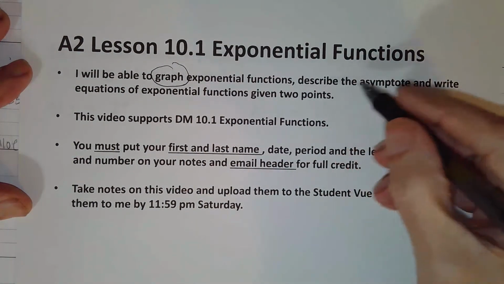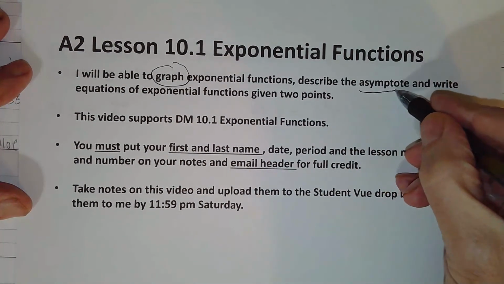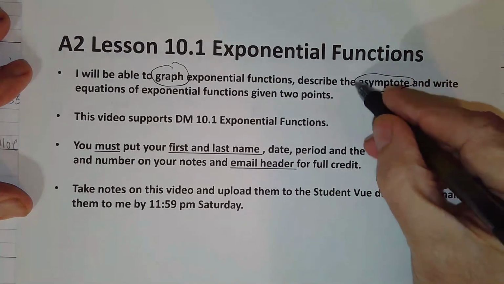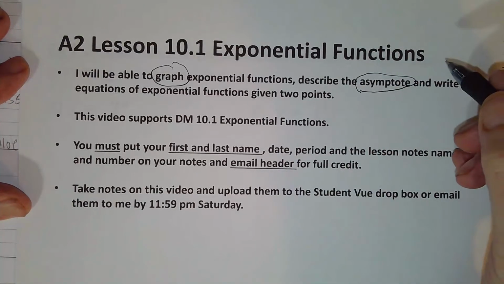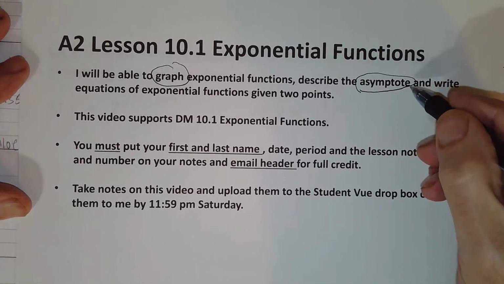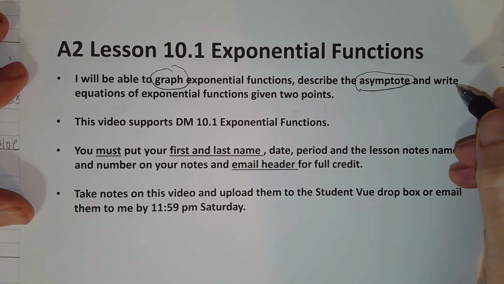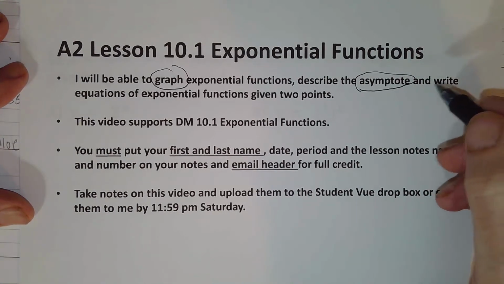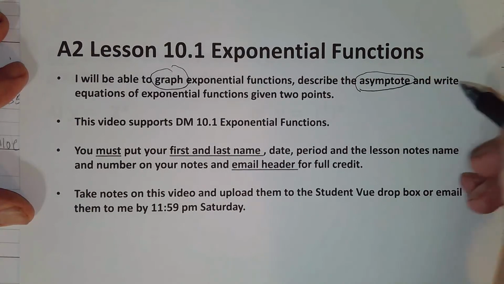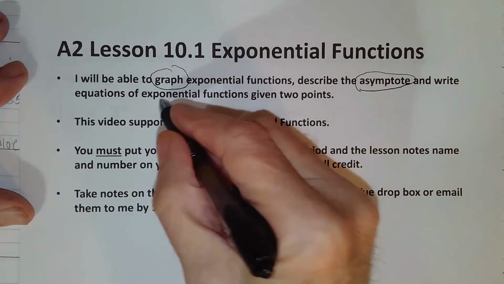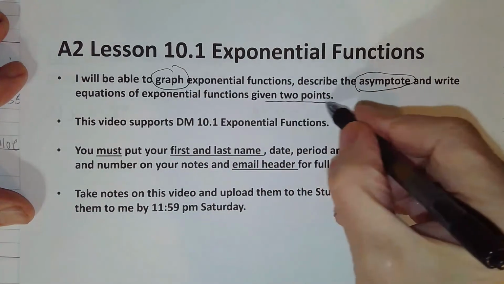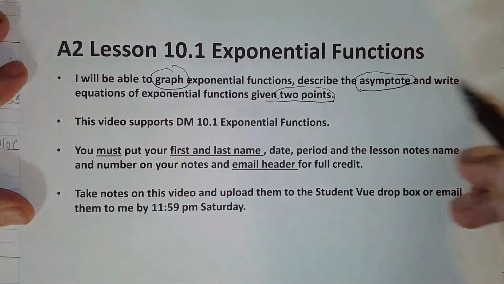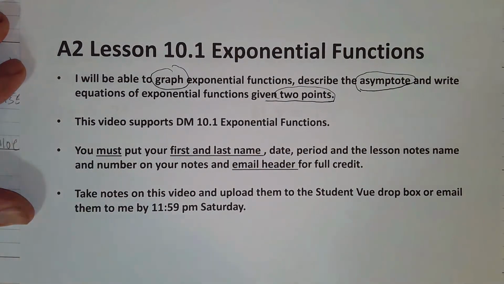And describe the asymptote. And again, we will review what an asymptote is. We've introduced it before, but I know it's kind of a weird word, and we need to talk about that again. And then we're going to also write equations of exponential functions given 2 points. Okay, so those are the tasks we have in front of us.